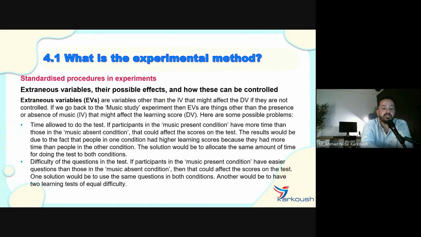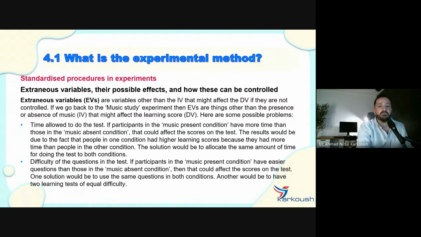Now, the final thing I need you to understand is EVs, extraneous variables, and their possible effects and how these can be controlled. Extraneous variables, guys, are variables other than the IVs that might actually affect your dependent variable if they are not controlled. And if you go back to the music study experiment, some EVs are things other than the presence or absence of music that might affect the learning score.